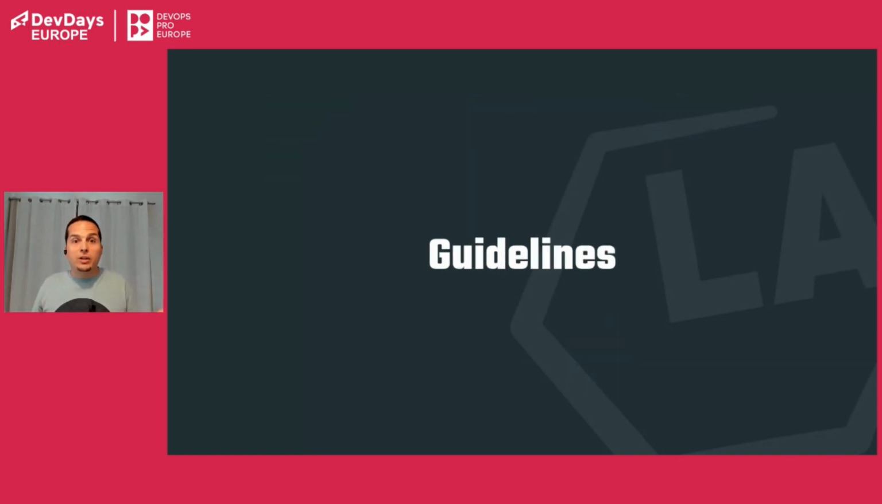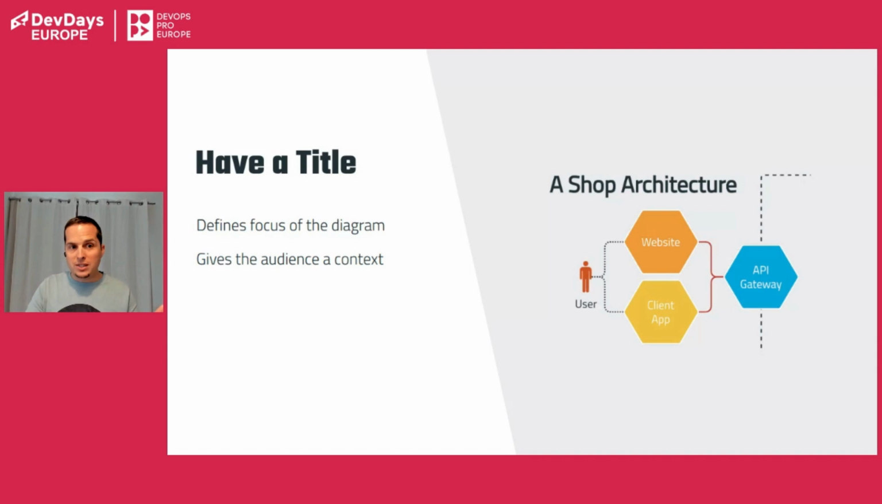Over the years, I collected a lot of guidelines, and I compiled them down to 12 guidelines. It looks like a lot, but they are really easy. The first one is: have a title. It defines the focus of your diagram, and it gives your audience a context. I like to put it on the top left corner.